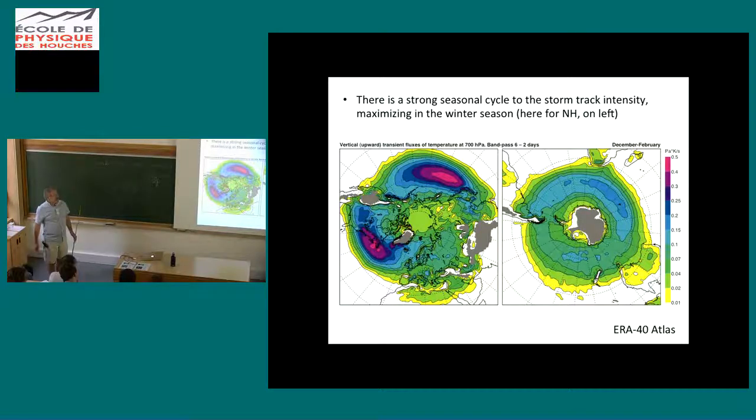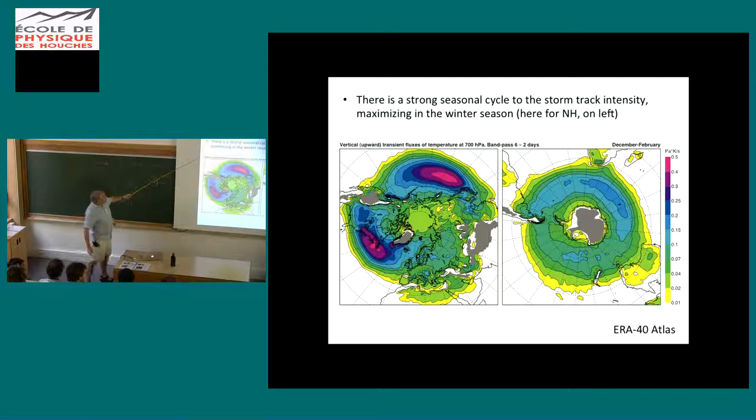Okay, so just as there's a seasonal cycle to the jets, there's a seasonal cycle to the storm tracks. They're strongest in the winter. The simple reason for that is in the winter you've got low temperatures at the high latitudes, so you've got the strongest meridional temperature gradient in the winter season. Whereas in the summer, of course, you've got warm temperatures at the higher latitudes, so a relatively weak temperature gradient meridionally. Less so in the southern hemisphere than in the north.